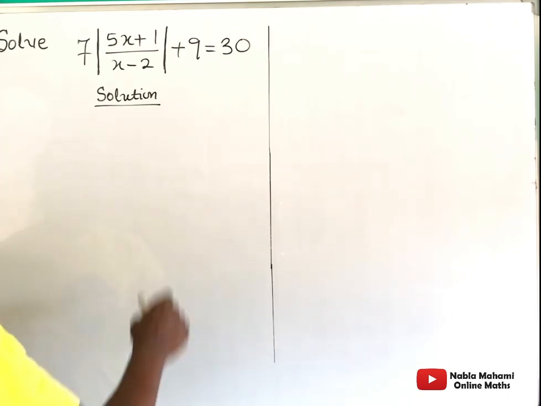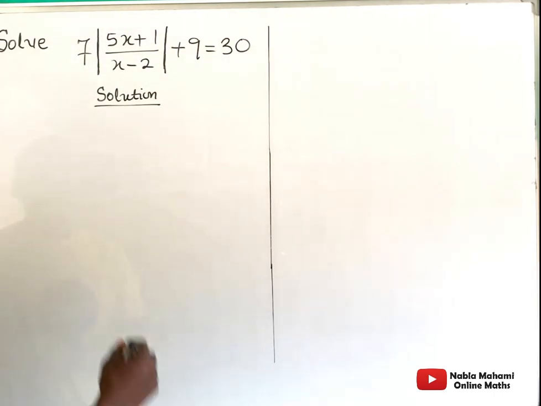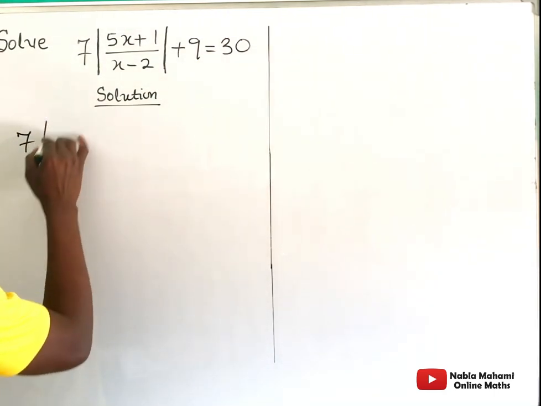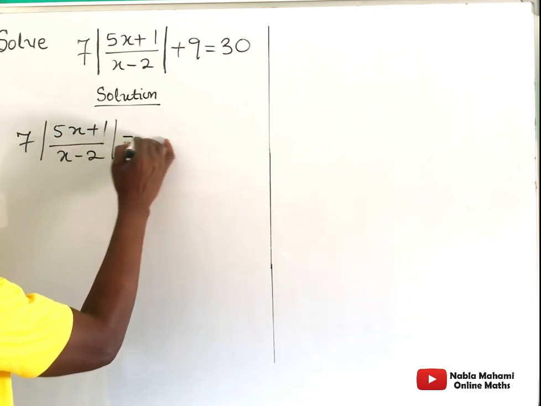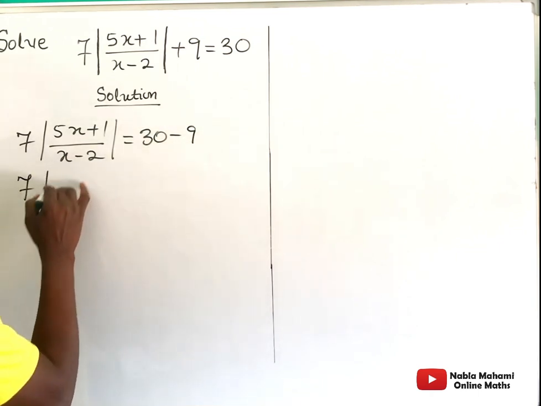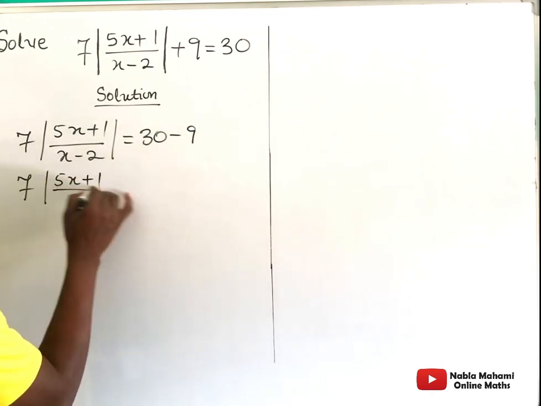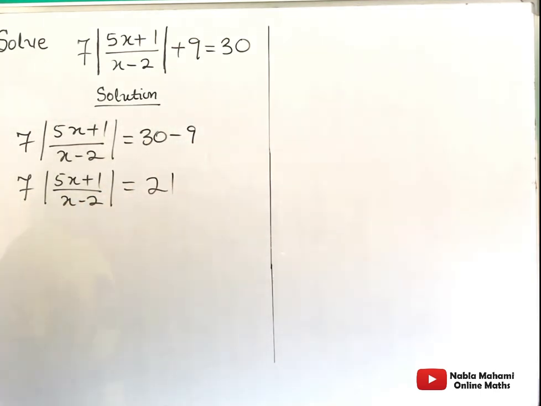To solve this one, send 9 to go and join 30. You know that 9 is positive here; when it crosses the equal sign, it becomes negative. So I'll have 7 absolute of (5x plus 1) all over (x minus 2) is equal to 30 minus 9. Then to continue, I'll have 7 absolute of (5x plus 1) all over (x minus 2) is equal to 21, because 30 minus 9 is 21.